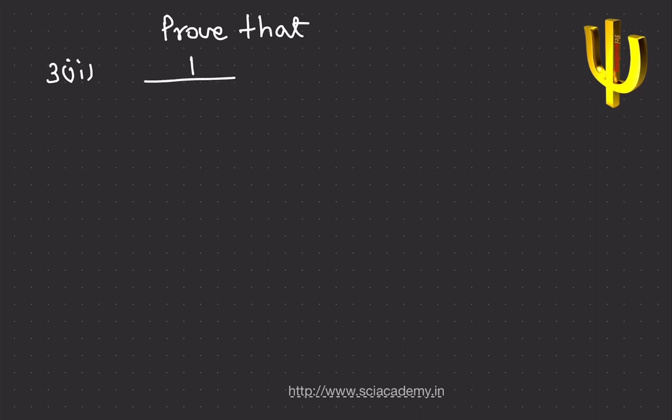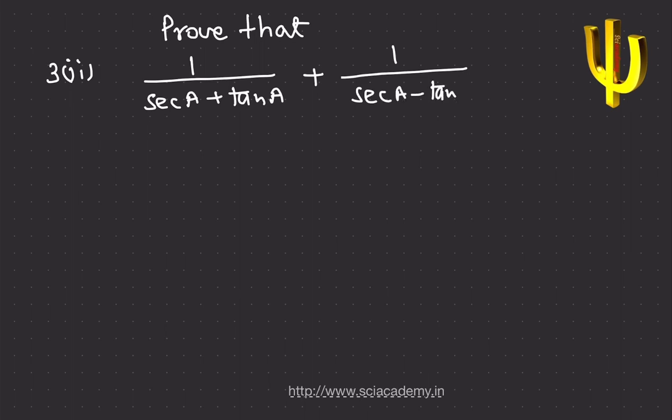1 by sec A plus tan A plus 1 by sec A minus tan A equals 2 sec A. So let us prove this.